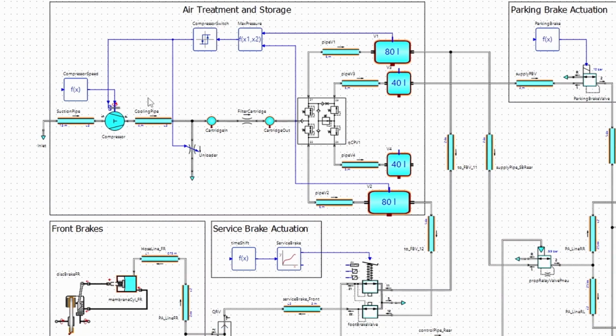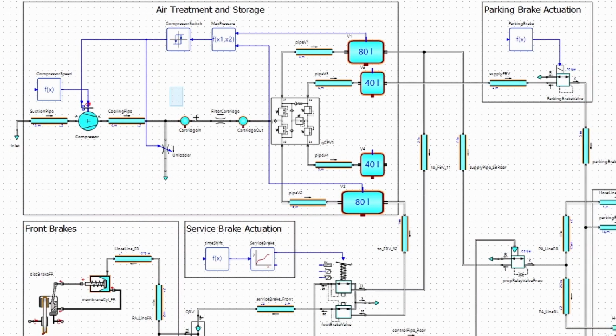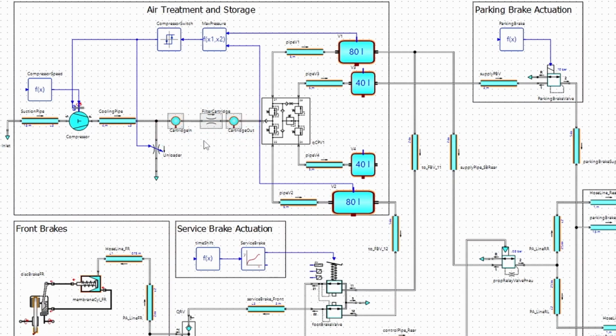The air filter element, located in connection with the cooling line, is considered in the model by means of a throttle and two volumes. The compressed air is distributed to the individual circuits and vessels via the 4-circuit protection valve.